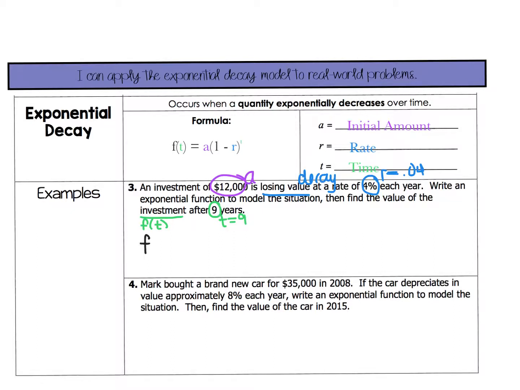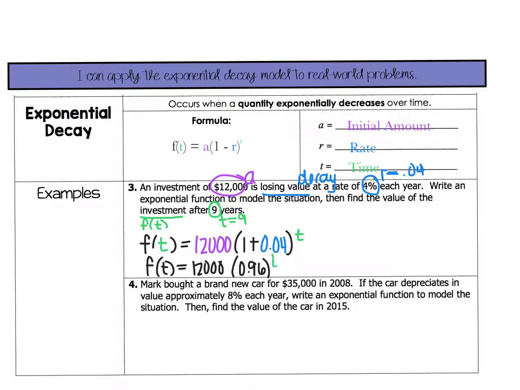So I'm going to have f of t equals a times 1 plus my r, and I raise that to my t. And so I'm going to go ahead and simplify what's in that parentheses because I can. So f of t is really $12,000 times, and 1 minus 4% is going to give me 96%. And I'm raising that to the t.